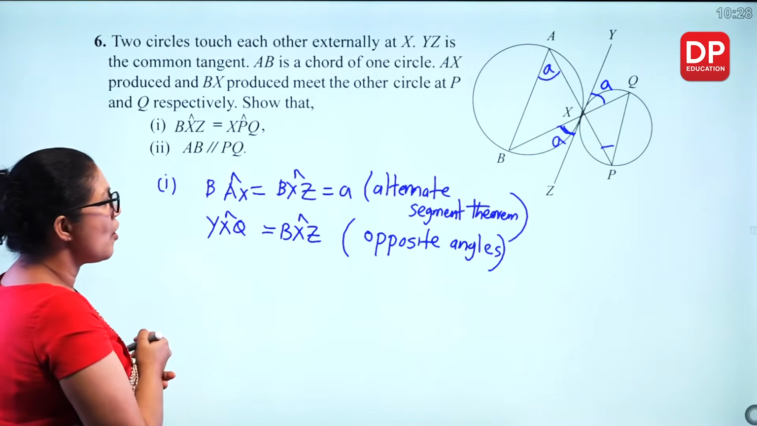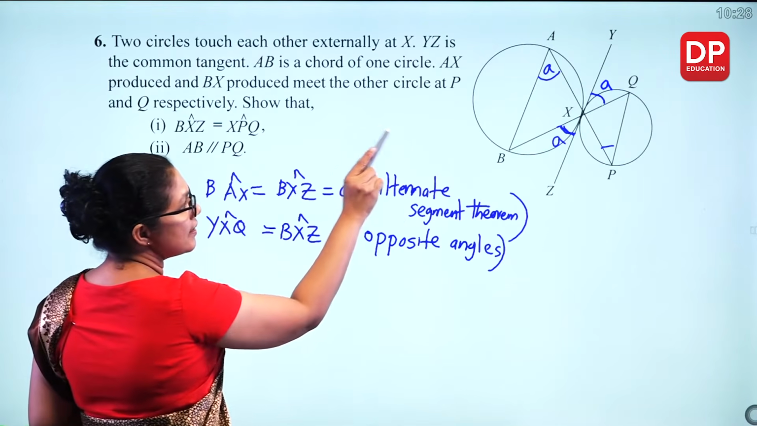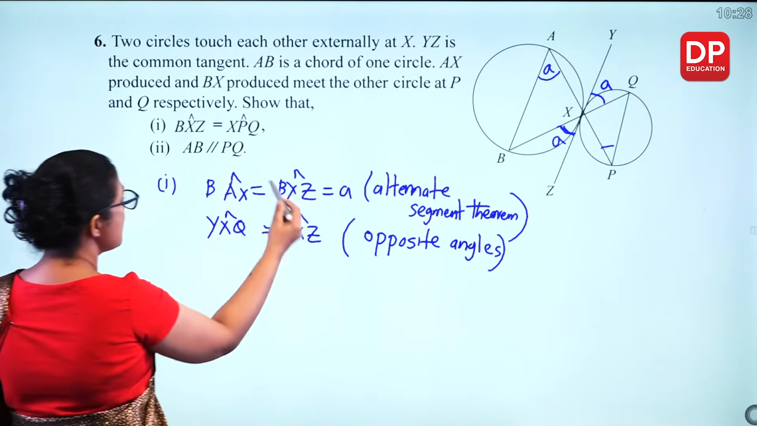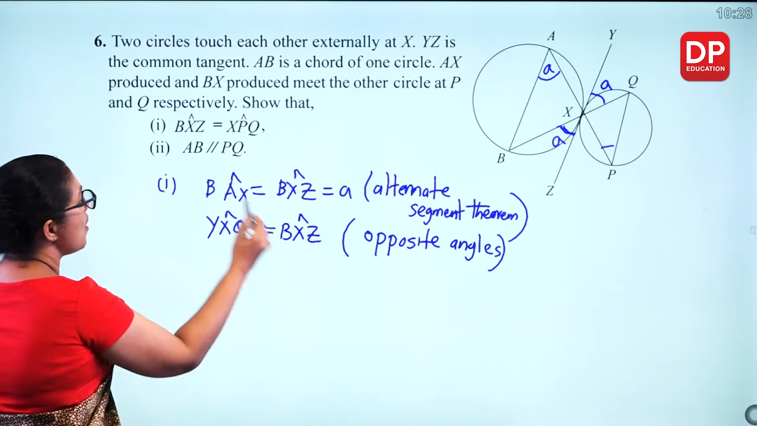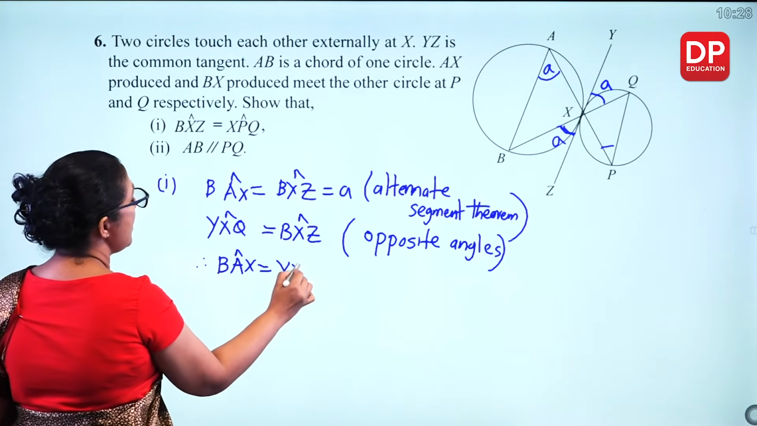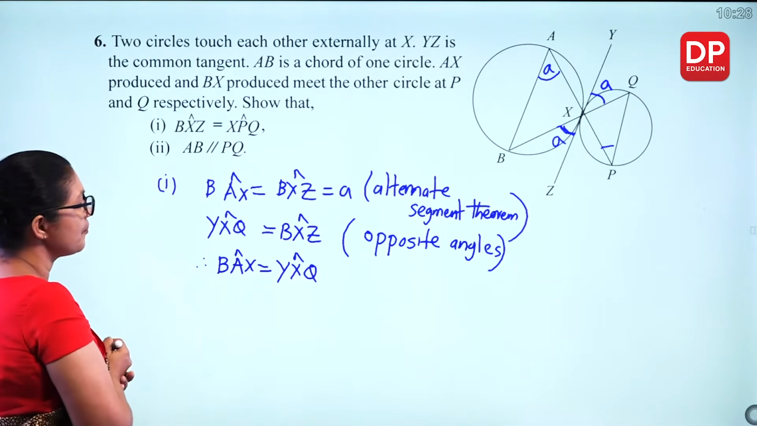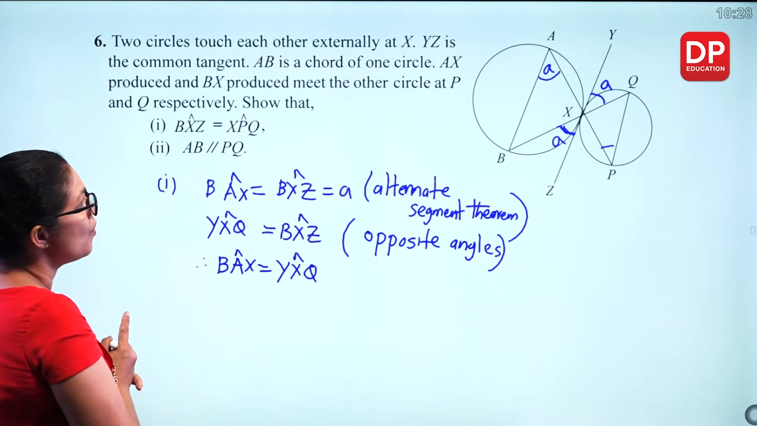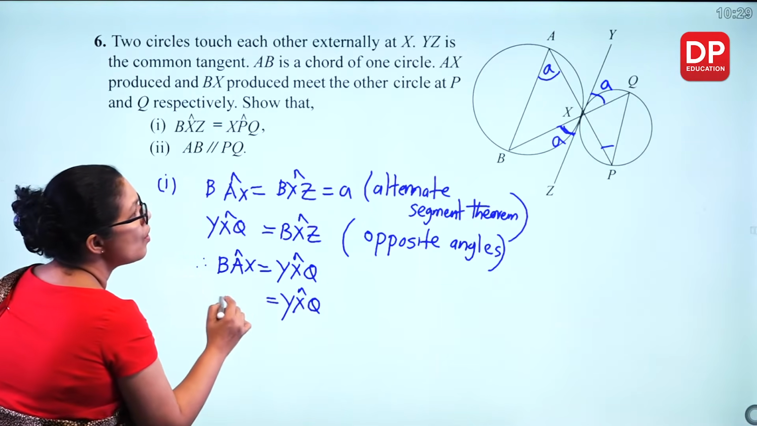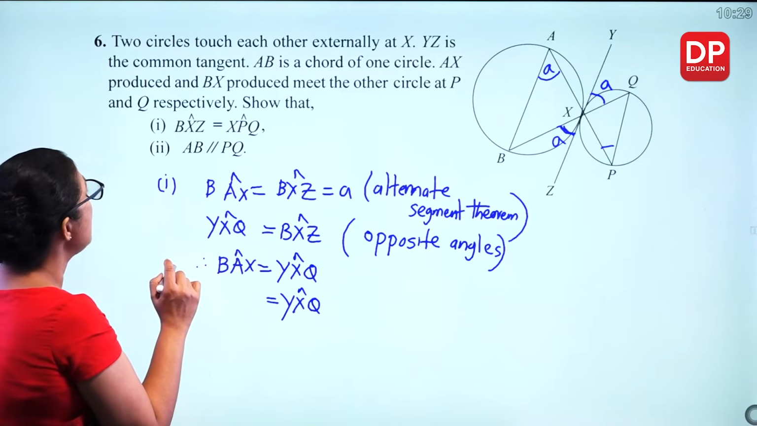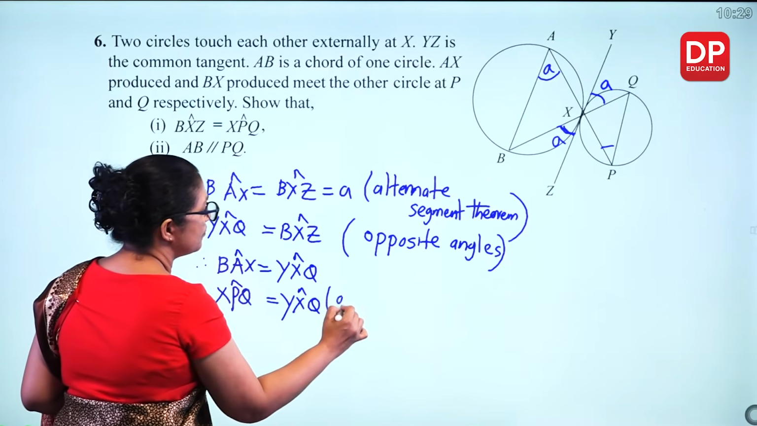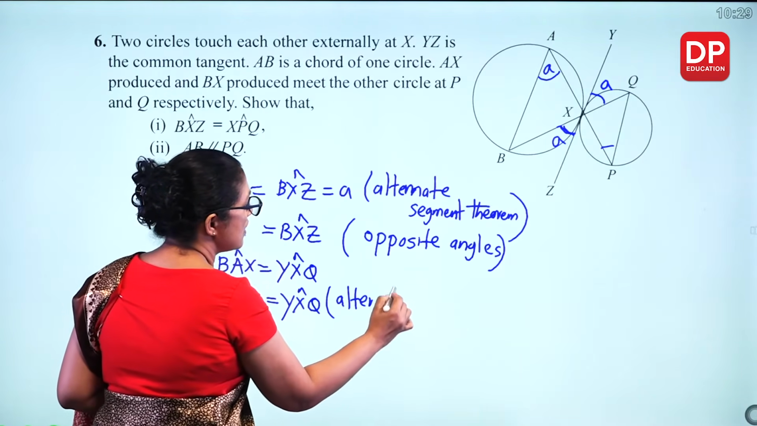But what can you say about the other angle? That is also equal to this one according to alternate segment theorem. So we'll first write down this. These two are equal, therefore BAX angle is equal to YXQ angle. But we know YXQ angle is equal to XPQ angle. Alternate segment theorem.